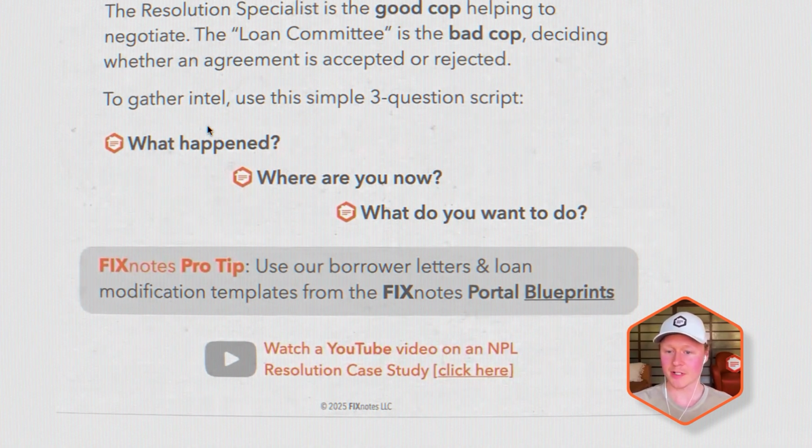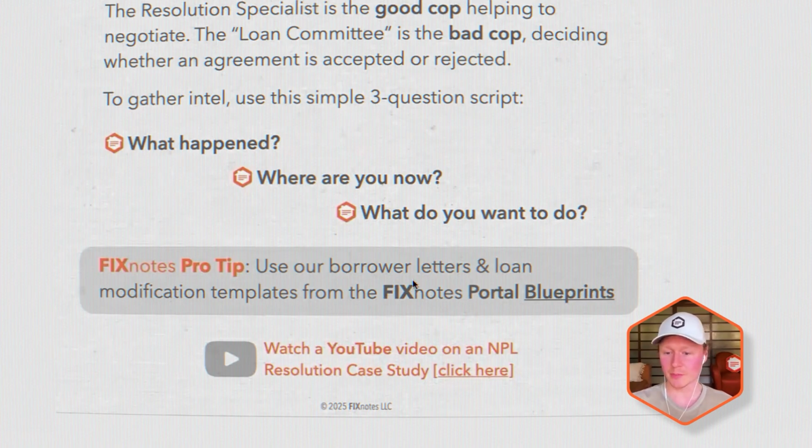And the way we gather intel, I like this super simple 3-step script. You've heard it many times. What happened? Where are you now? And what do you want to do? And generally, if you can start the conversation with those questions, having an open mind, being curious, being empathetic to the homeowner, you're going to find out how you can help them and then bringing that potential option to the loan committee to get a deal approved.